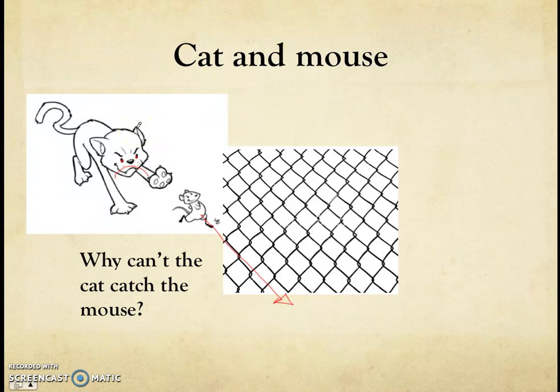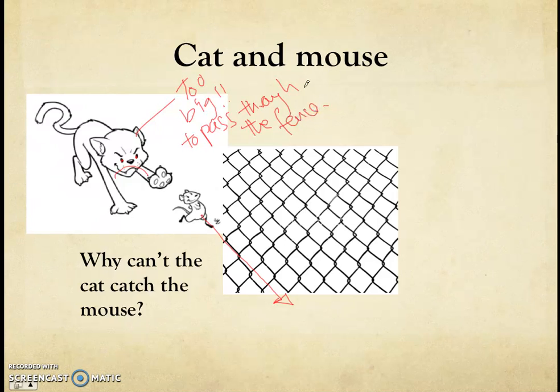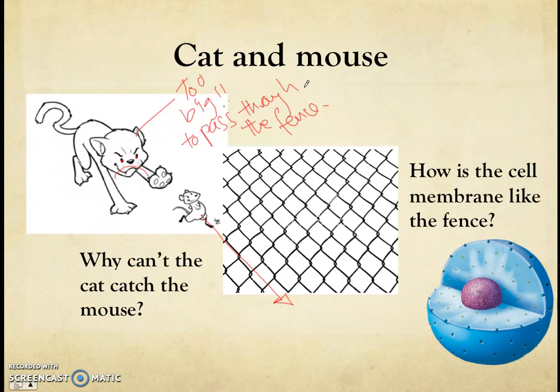Now, why can't the cat catch the mouse in this case? I hope you realize that it's because the cat is too big, right? It's too big to pass through the fence. Now, question for you. How is this fence similar to the cell membrane? Or how is the cell membrane like a fence?